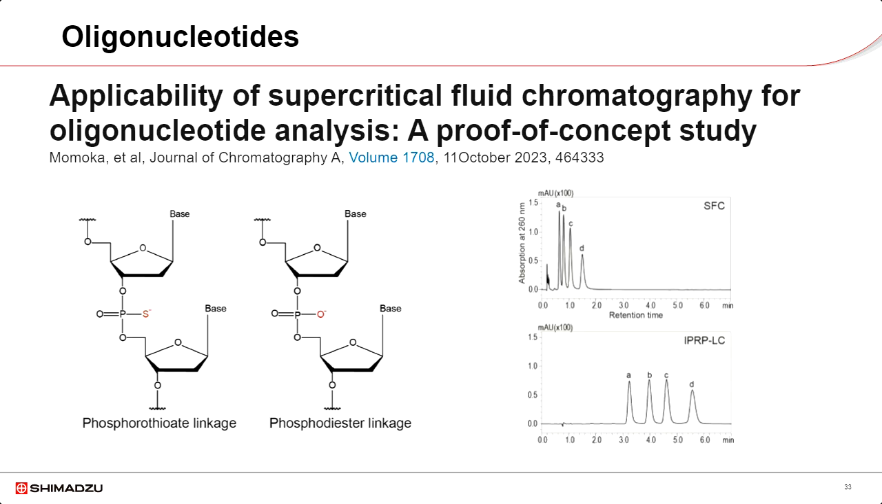So you may have noticed from the last slide, I didn't mention oligonucleotides or peptides. Well, we have worked on those. And in fact, here's an application paper that was written up in Journal of Chromatography A, looking at both ion-paired and non-ion-paired separations of different oligonucleotides and comparing the retention times in SFC versus LC. And you notice just from these 2 different chromatograms, there's a substantial difference in retention times here.